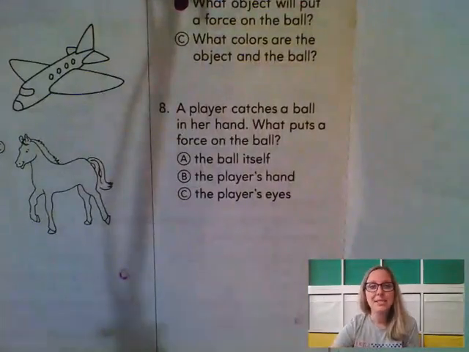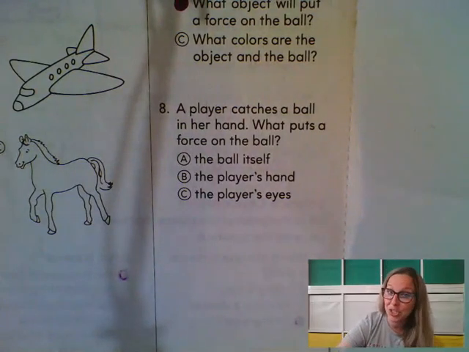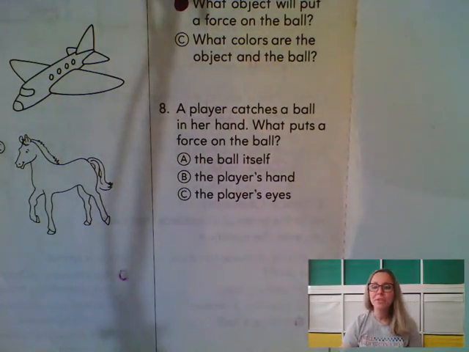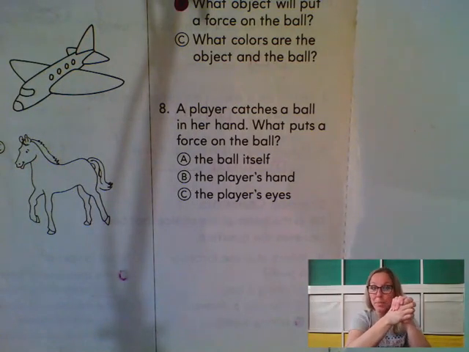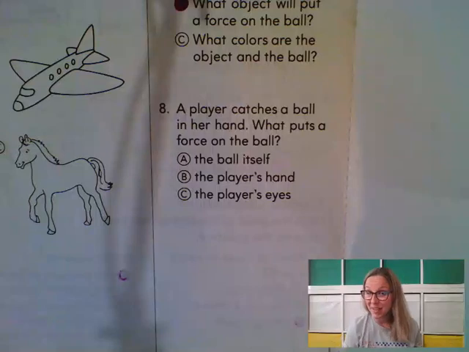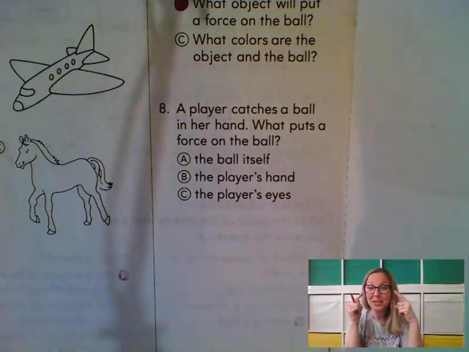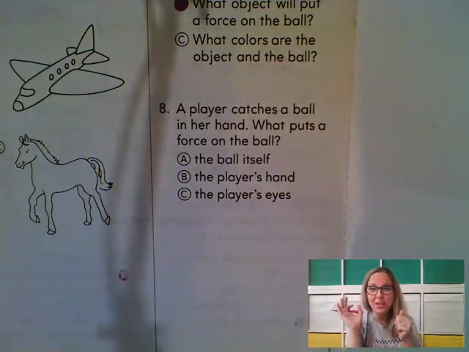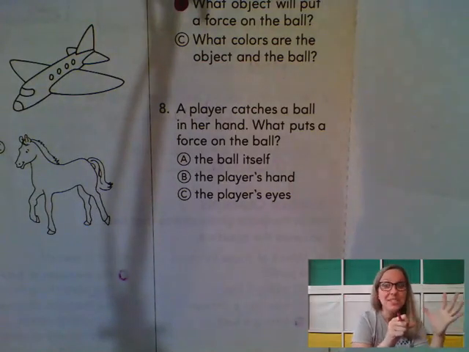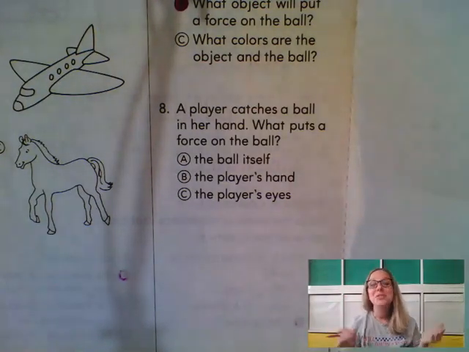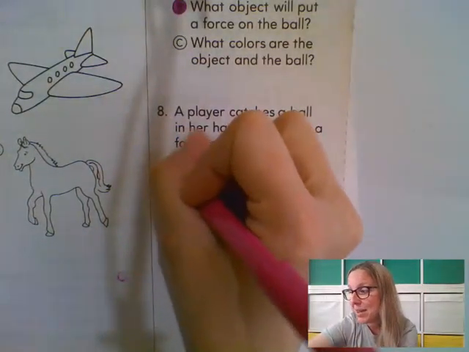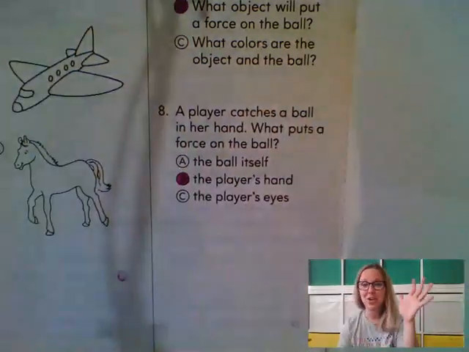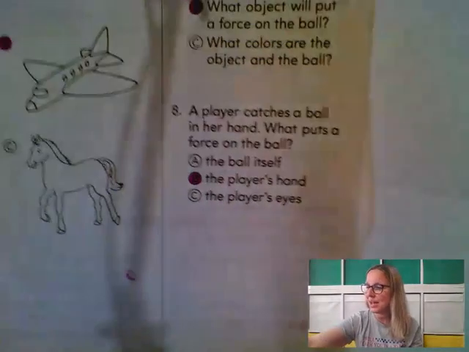Okay, number 8 says, a player catches a ball in her hand. What puts force on the ball? So the ball comes flying and the player catches it. What put the force on the ball? The ball itself, the player's hand, or the player's eyes? Remember, force can either start an object to move or stop it from moving. So it's B, her hand. In this case, her hand is stopping the motion. So the force is her hand stopping the ball. Great job. Okay, on to the top of the next page.